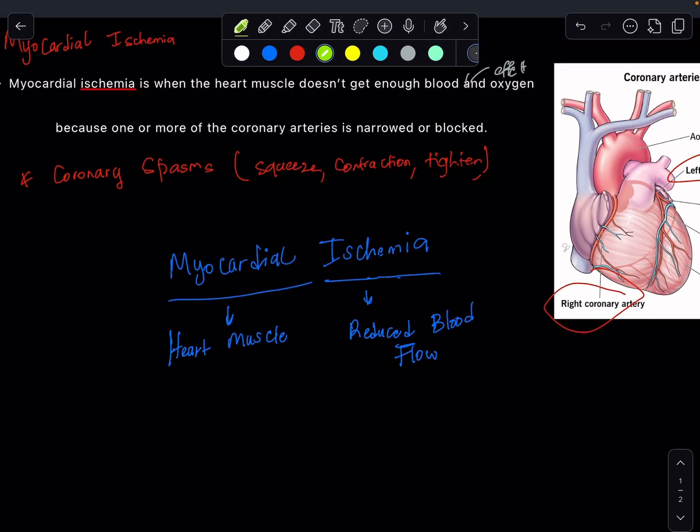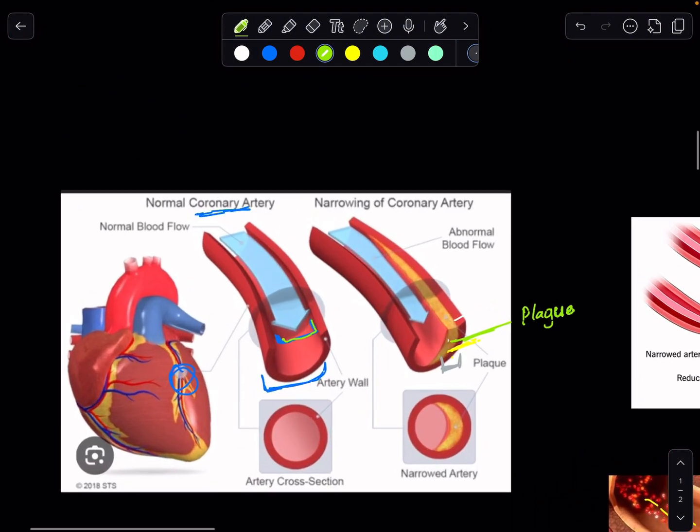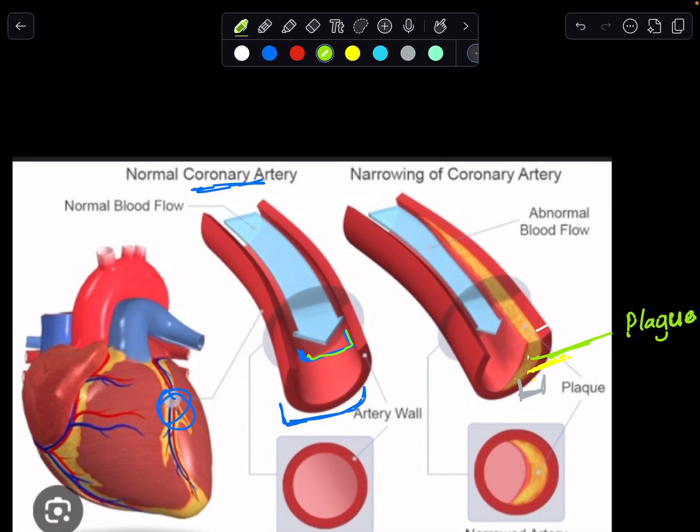So myocardial ischemia, by the name, we know it's the heart muscle. There's reduced blood to the heart muscle. We know the heart is supplied with blood by the coronary artery, so there must be something wrong with the coronary artery. And there is indeed. The coronary artery is not getting enough blood, which means that the heart's not getting enough oxygen. Why? Because it's narrowed or blocked, or because of coronary spasms. We went over here, we talked about the normal coronary artery in comparison to the narrowed one, and we talked about how plaque is a major cause of why it narrows.